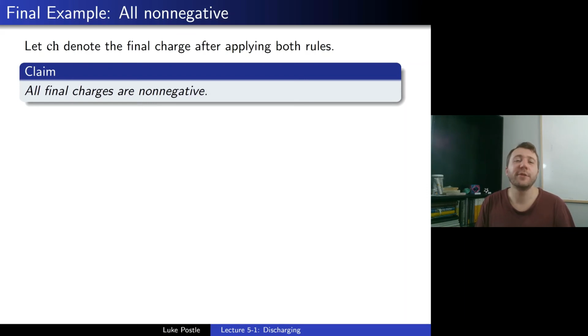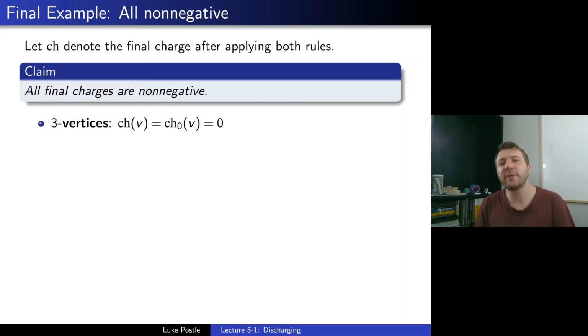Okay, so let's think through this. So we have to check everything. So we have to check vertices and faces. So let's start with vertices. Well, the 3 vertices just don't have any charge, and they don't really move charge, right? So we had two rules. Rule 1 goes between faces. Rule 2 gives from higher degree 4-plus vertices. So 3 vertices will be fine. And we built the rules to do that, right?